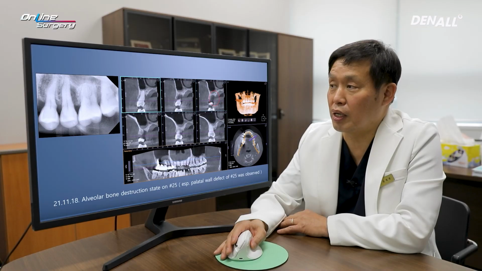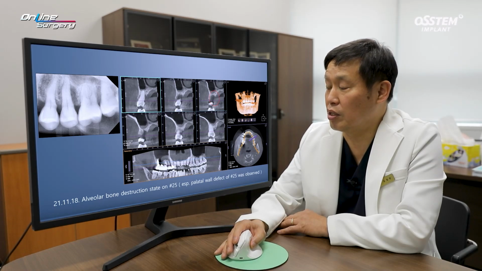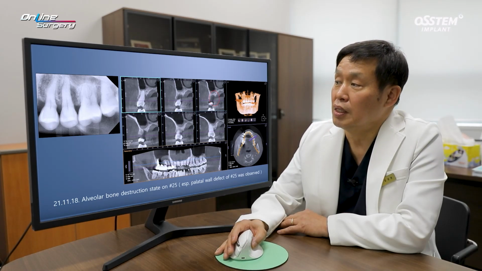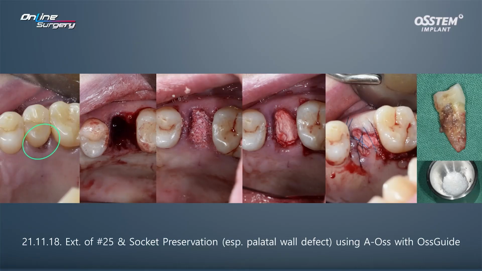A Oss collagen and A Oss are being compared. In this case, we used A Oss for socket preservation. On the palatal side, the wall is completely destroyed. Upon surgery, on the palatal side there's slight inflammation. You cannot really see it here, but when I removed all the granulation tissue, there was absolutely no palatal wall. A Oss graft was done.